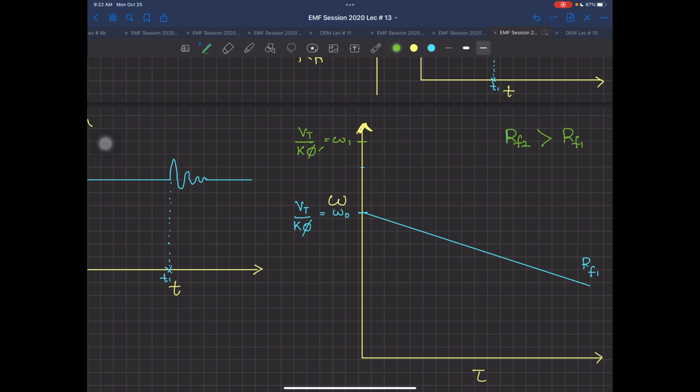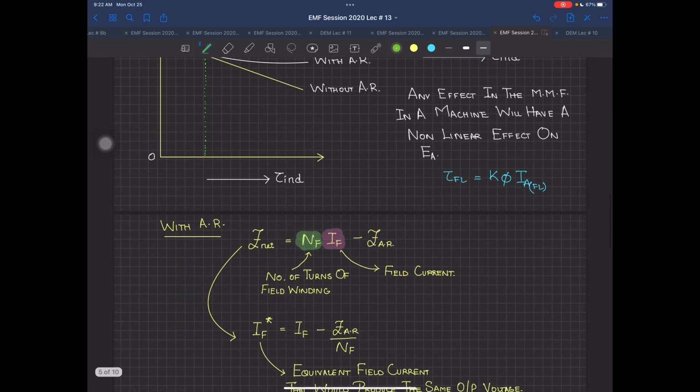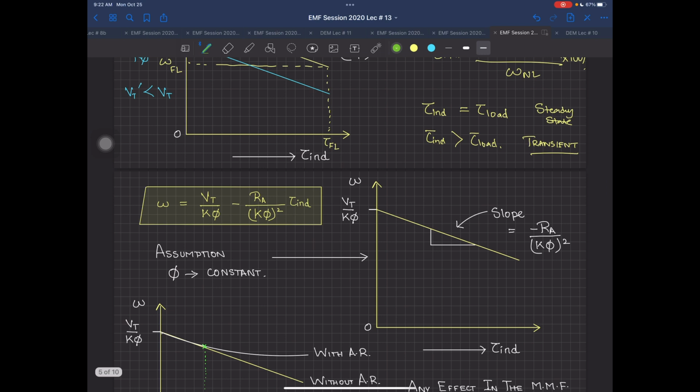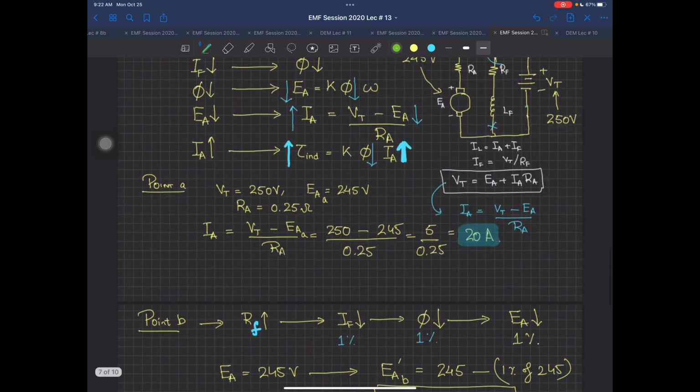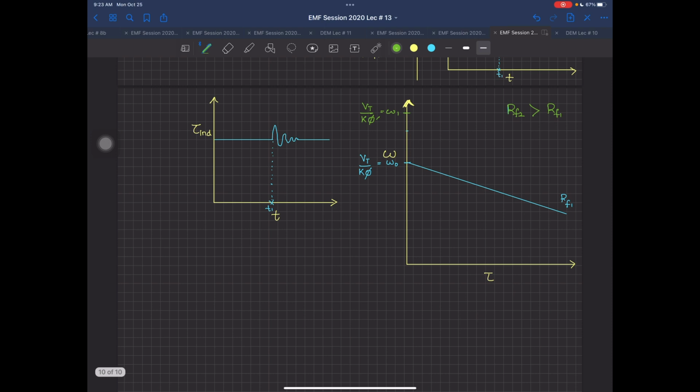y-intercept ऊपर आ गया, slope के साथ क्या होगा? Slope की वैल्यू क्या थी? माइनस RA डिवाइडेड बाई k phi होल स्क्वायर. जी, स्लोप के साथ क्या हो रहा है? स्लोप की वैल्यू भी माइनस नेगेटिव है. It's getting more steeper. So overall, this curve is now going to be like this, and this will be RF2.